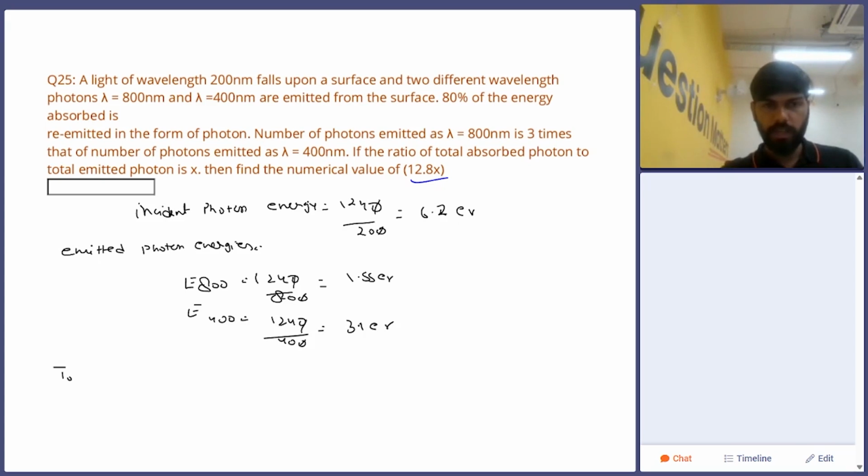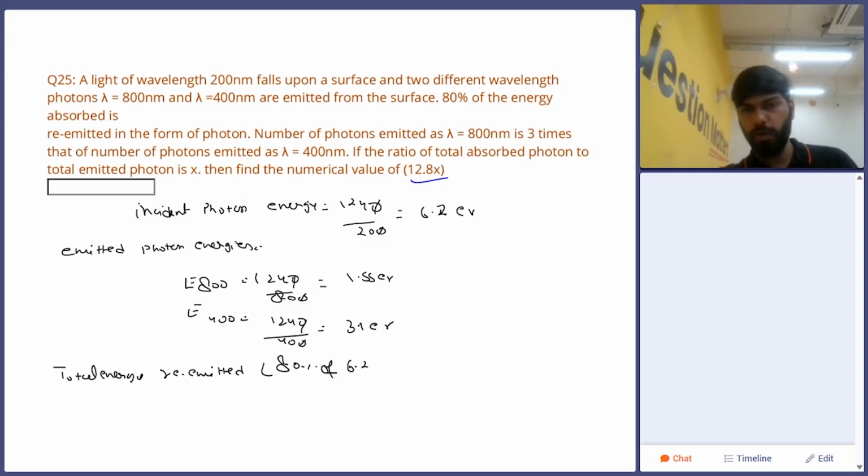Now, after that, total energy re-emitted. Here they are saying 80% of the energy absorbed is re-emitted from the surface in the form of photons. So 80% of what? 80% of 6.2 eV. Okay, that is 4.96 eV, which we will take as total.